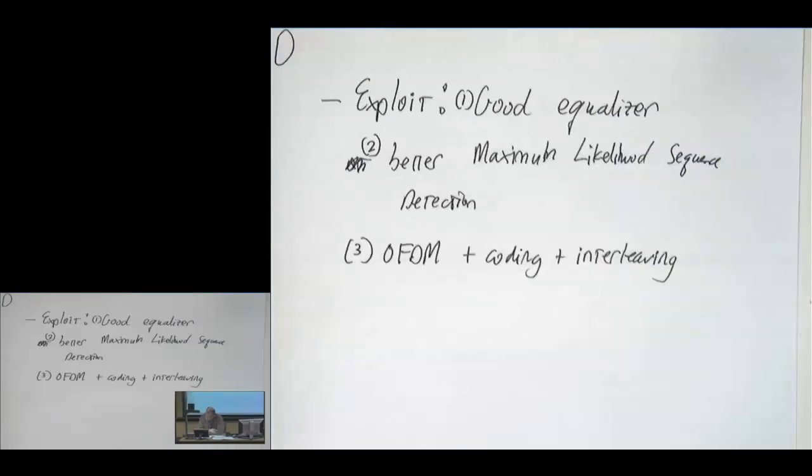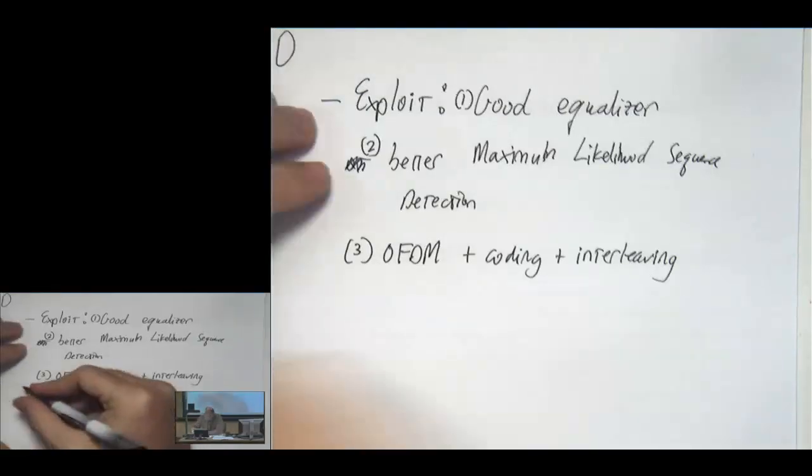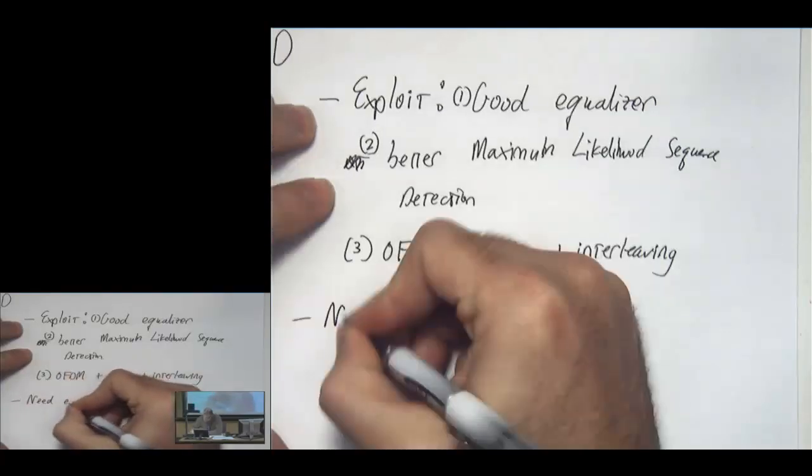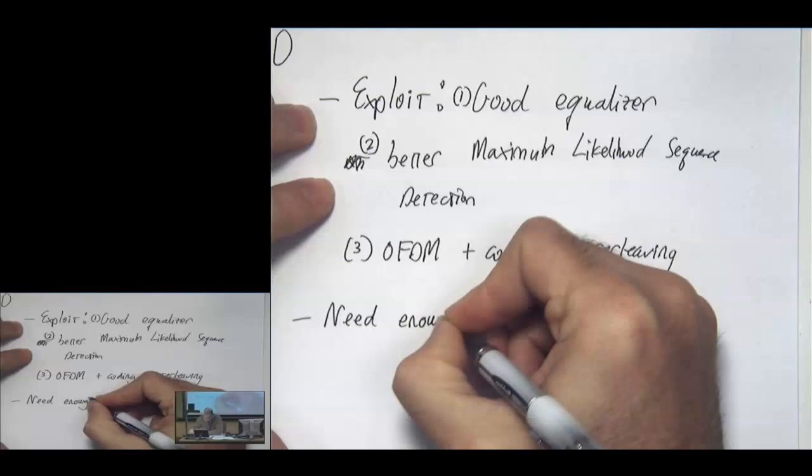Okay, so to exploit this, you need to have multipath. So you need to have lots of paths coming in with different times of arrival. So to exploit this, you need to have enough delay spread.